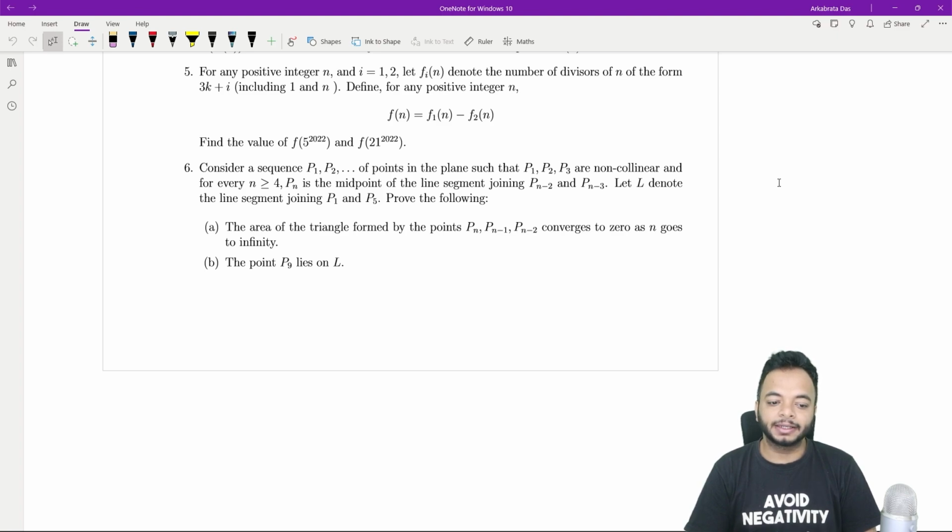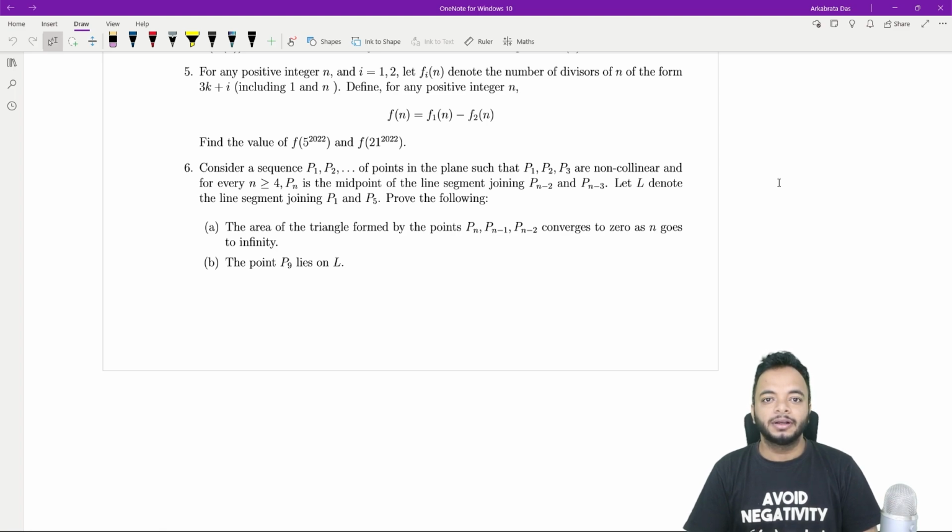And for every n greater than or equal to 4, Pn is the midpoint of the line segment joining Pn-2 and Pn-3. Now you have to prove that the area of the triangle formed by Pn, Pn-1, Pn-2 converges to 0 as n goes to infinity.